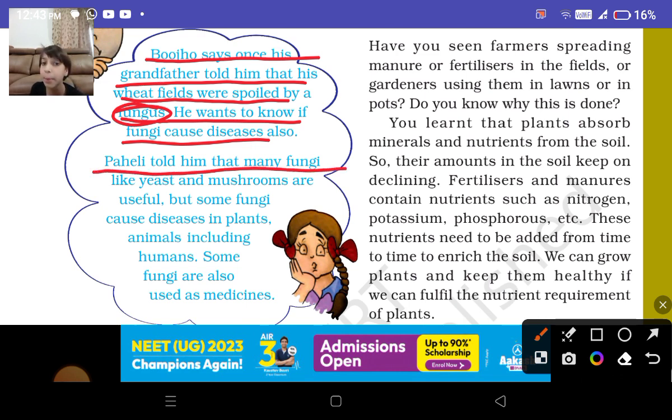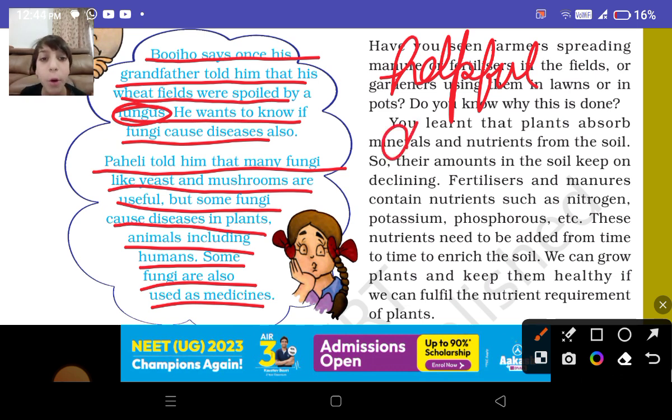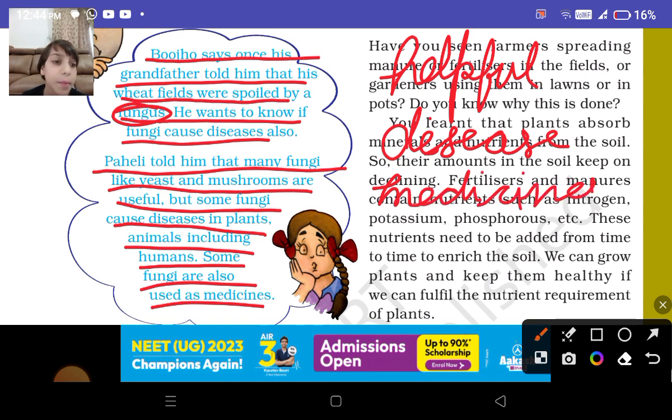Paheli told him that many fungi like yeast and mushrooms are useful, but some fungi cause diseases in plants, animals including humans. Some fungi are also used as medicines. Now see, Paheli has said that some fungi are helpful for us, like yeast and mushrooms. But some fungi cause diseases in humans, in animals, and in plants also. But some fungi are used to make medicines.